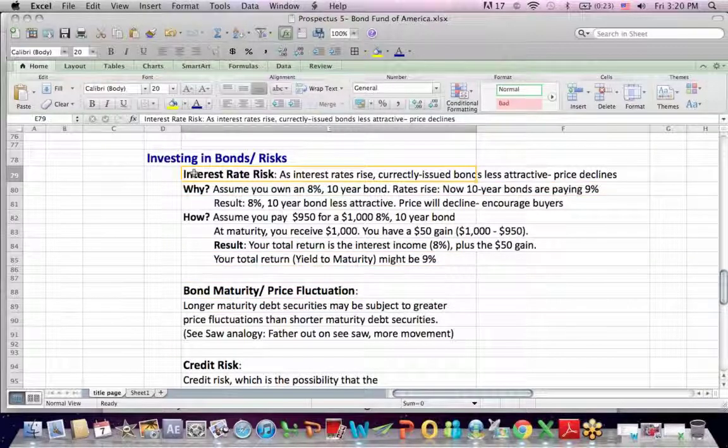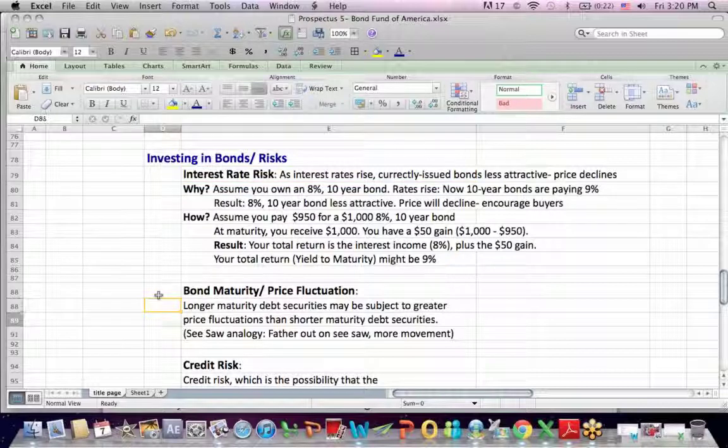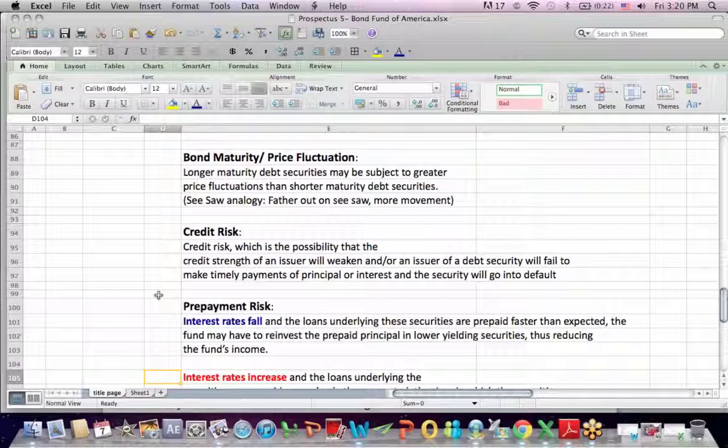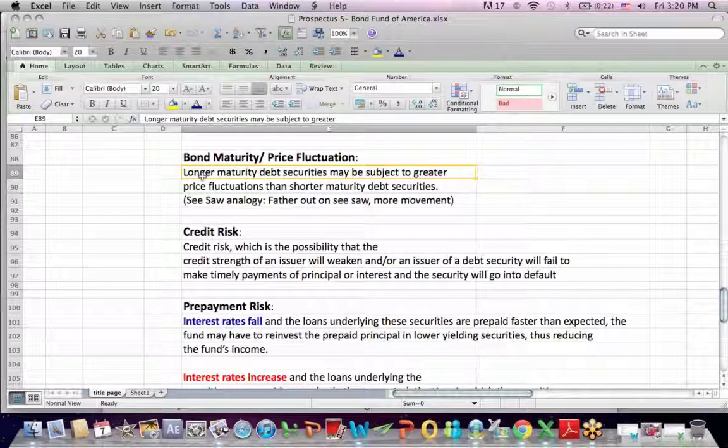So there's interest rate risk in a bond. Interest rates go up, existing bonds go down. There's also risk depending on how long it is till maturity. The longer until the bond matures, the more price fluctuation you have. So it's like a seesaw. The further you're out on the seesaw, the more movement you have. A 30-year bond is going to change more in price and more dramatically in price than a 2-year bond, because a lot of things can happen in 30 years and there's less risk if it's only 2 years.